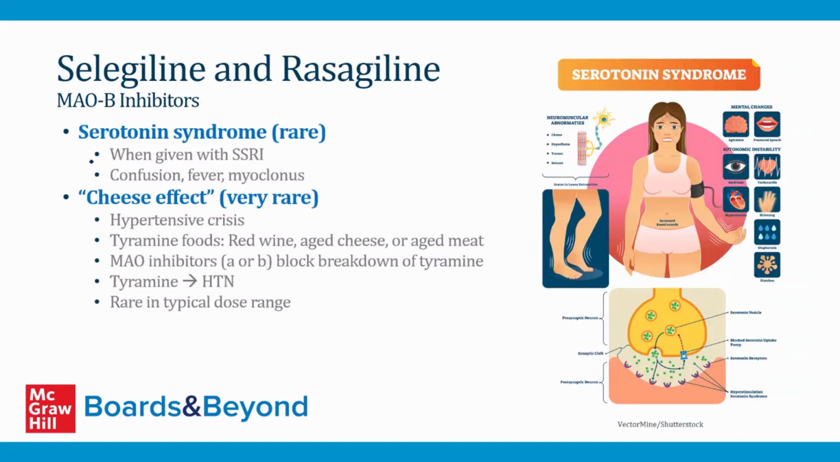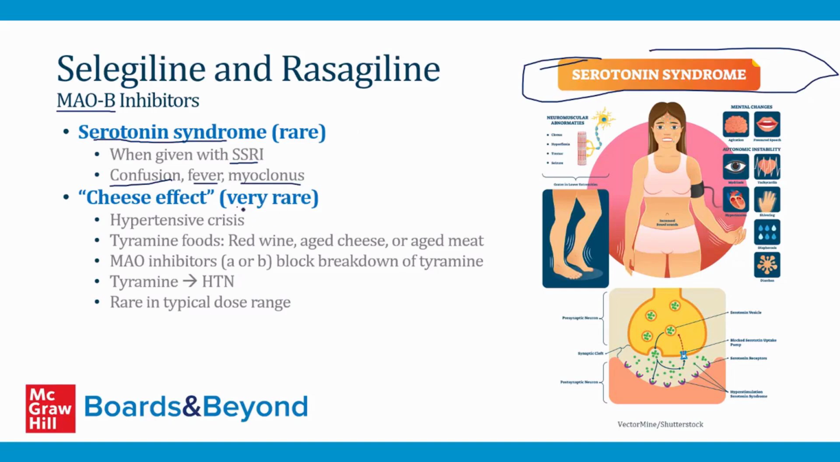There are two special side effects of these drugs that are very rare, but you need to be aware of them for board exams. The first is that these drugs can lead to the serotonin syndrome. Remember that MAOB breaks down serotonin to some degree, so it will boost serotonin levels. And so if a patient takes one of these drugs together with another serotonin-boosting drug like an SSRI antidepressant, that can lead to excessive levels of serotonin in the brain, and that's called the serotonin syndrome. Patients present with confusion, fever, and myoclonus, and I talk about this syndrome in detail in other videos.